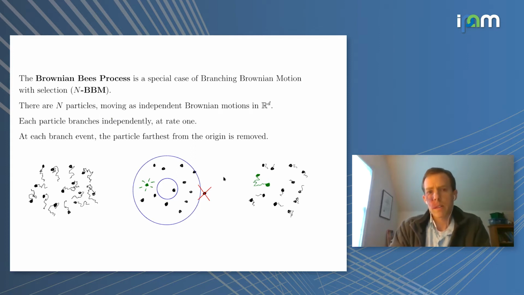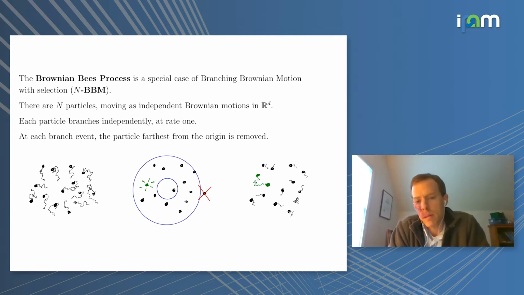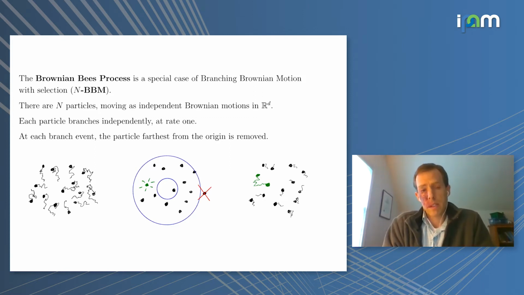So the interacting particle system we consider is a special case of a branching Brownian motion with spatial selection, known as NBBM. The N refers to the fact that the number of particles is N, it's preserved for all time. This special case has been called the Brownian bees process. I'm told that Jeremy Questel suggested this name. He may be present, and perhaps later he can explain the history to us. In any case, it's an interacting particle system in R^d, and there are N particles.